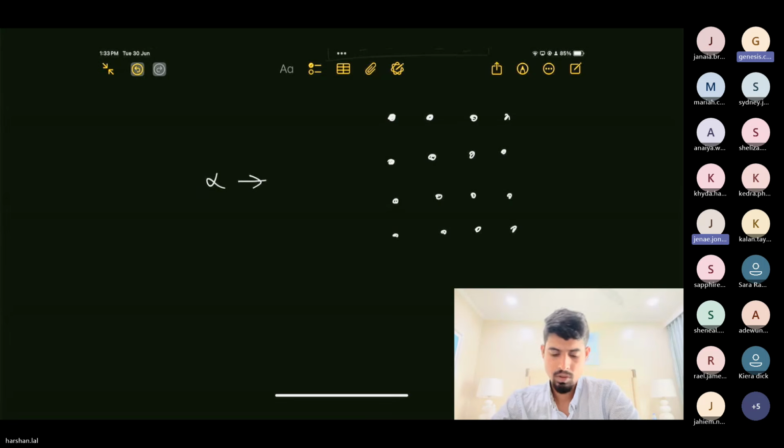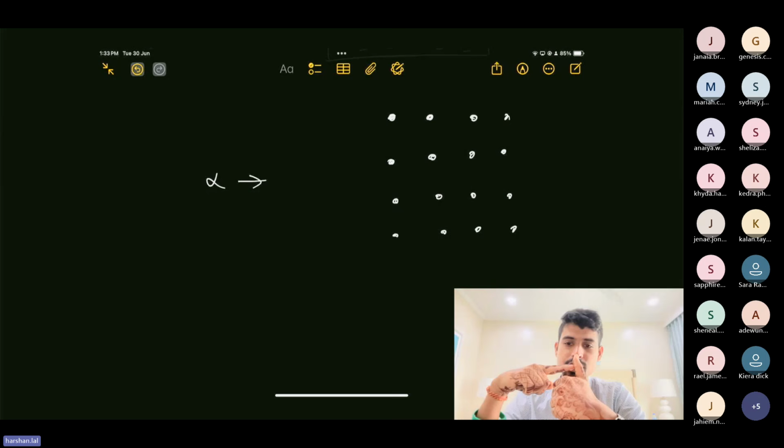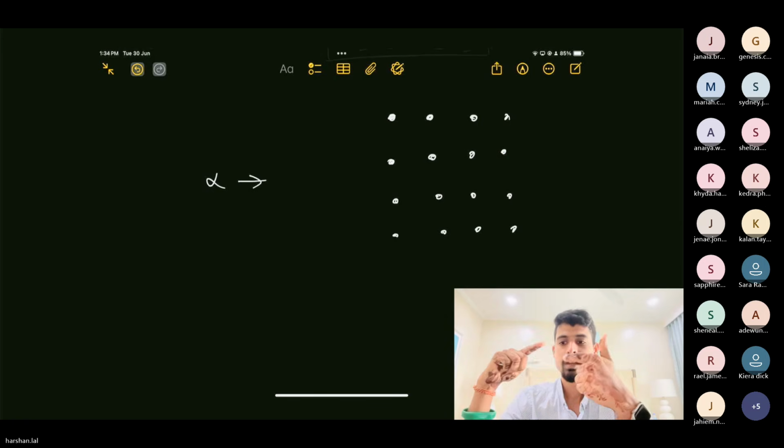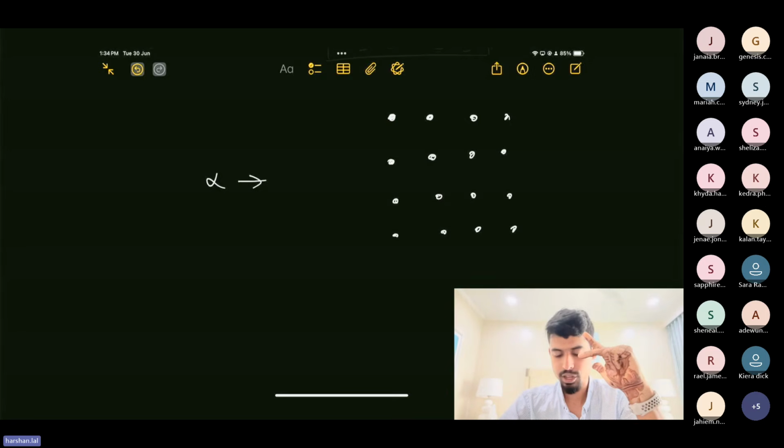The left-hand rule. Right, so use the left-hand rule, right? And in the left-hand rule, the thumb represents what? The force. The force, right? So the force would be the direction in which the particle would move, right? Because the magnetic force would be acting on the particle in the direction of this force, right? The index finger represents what? The direction of the magnetic field, and the middle finger represents the direction of the current. Right, the direction of the current.